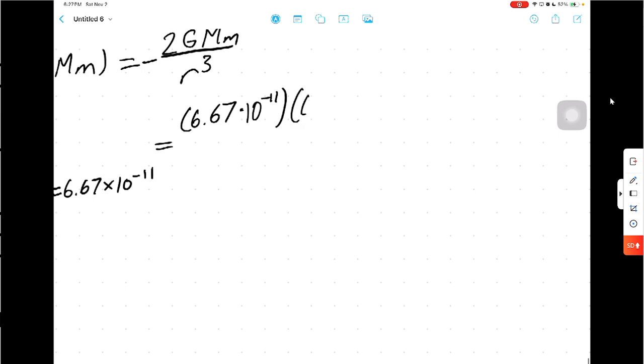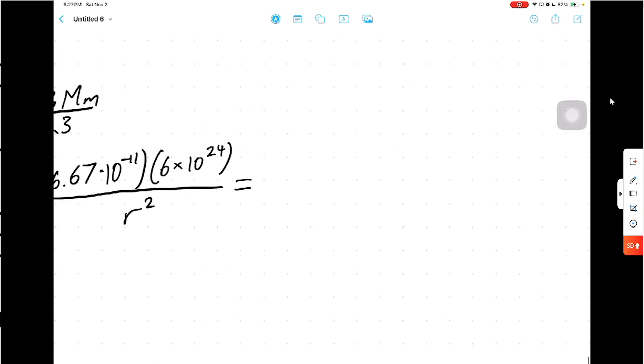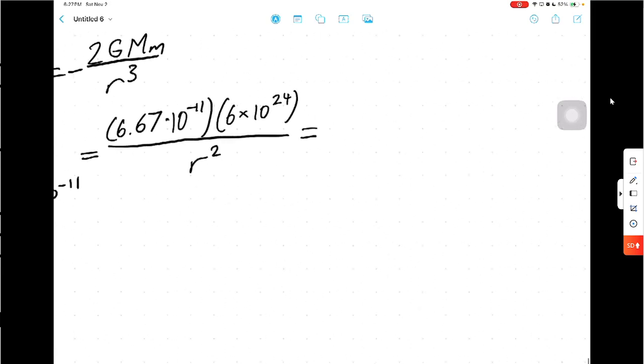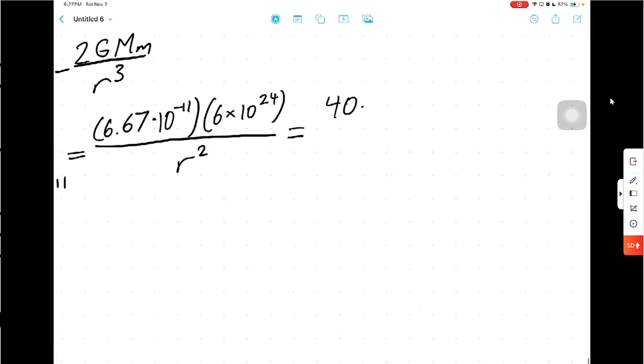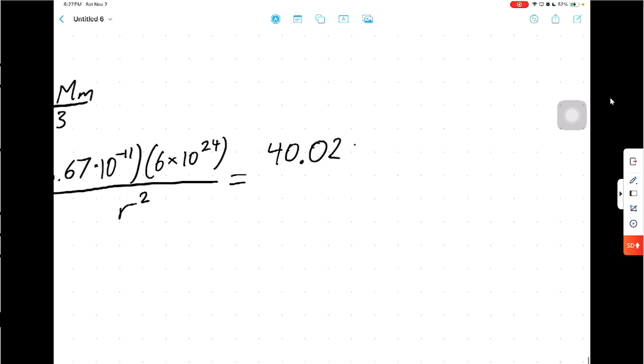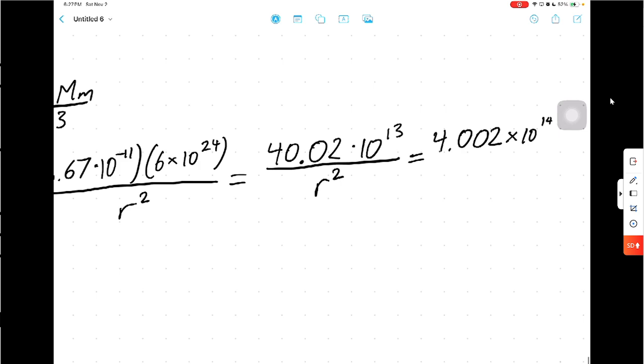Six times 10 to the 24 over r squared, which is going to become 40.02 times 10 to the 13 over r squared, or 4.002 times 10 to the 14.